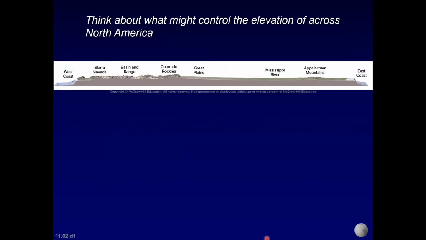So what might control the elevation of North America? We have a wonderful cross-section here from the west coast to the east coast. So if it's America, we say it's from sea to shining sea, right? Here we have it.